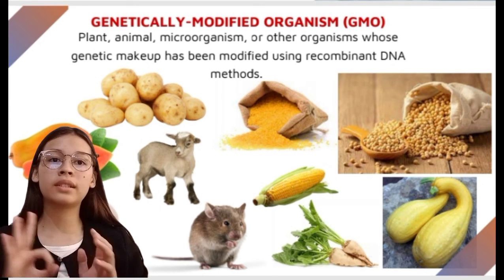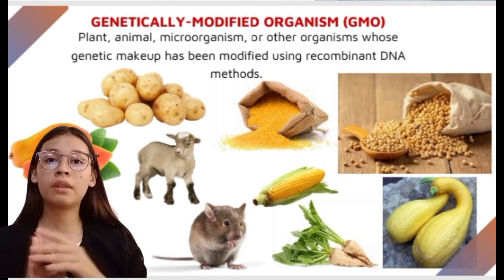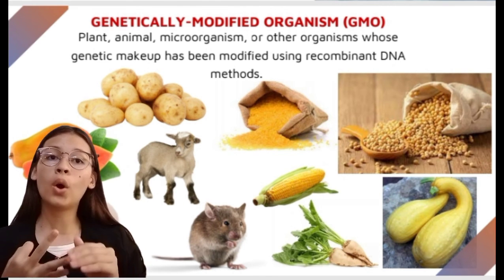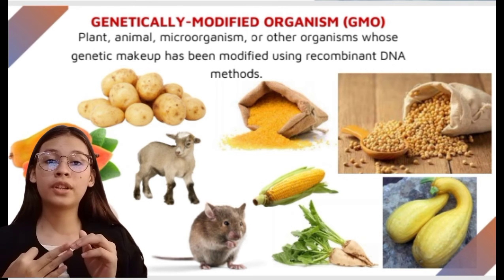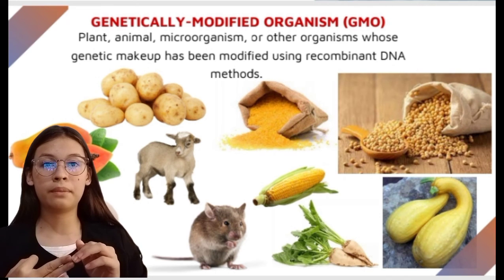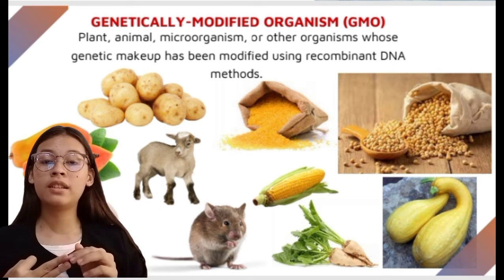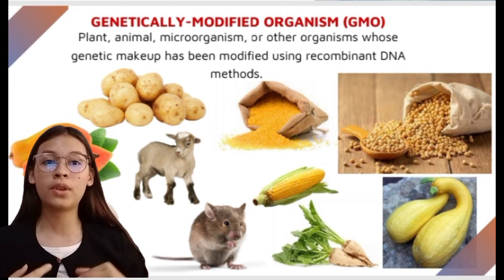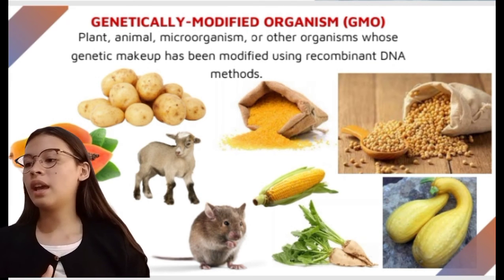And there are also three examples for the animals. There are pigs, goats, and mouse. So mouse is the first genetically modified organism. It was headed by Mr. Rudolf Jaenisch, in the year 1983. So yeah, mouse is the first GMO.